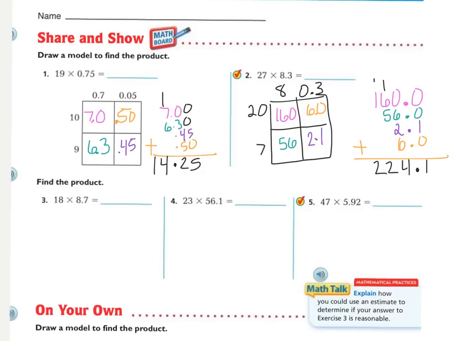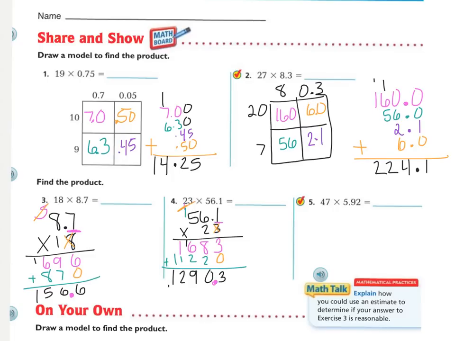Now for 3, 4, and 5, I'm going to use the method where you move the decimal out and then bring it back in. And for the sake of time, the answers are just going to pop up without much talking through. Number 3, there's 1 decimal place, 156 and 6/10. Number 4 is 1,290 and 3/10. Number 5 should be 278 and 24 hundredths with 2 decimal places.